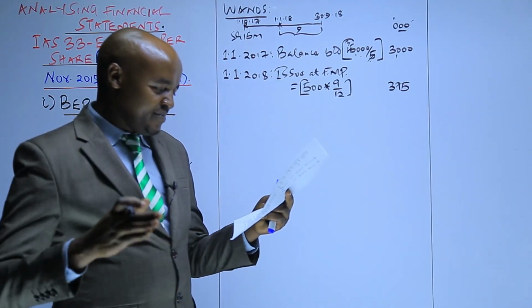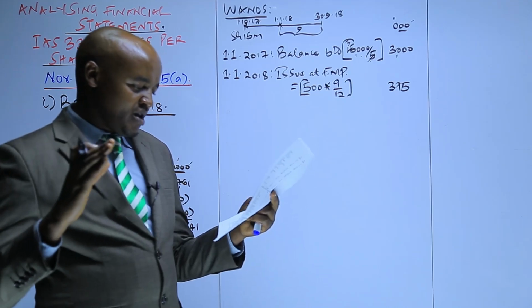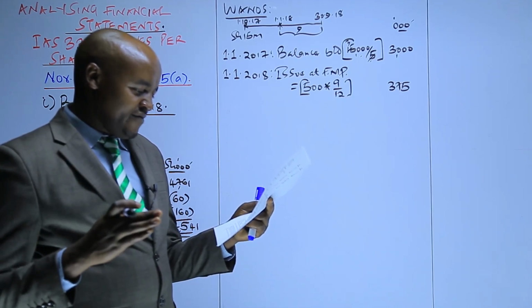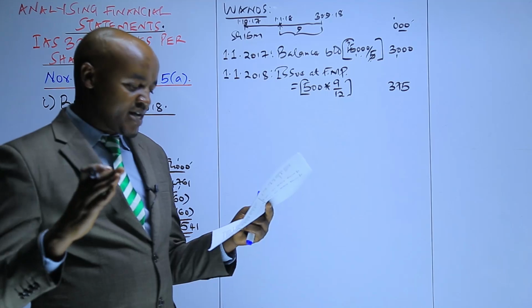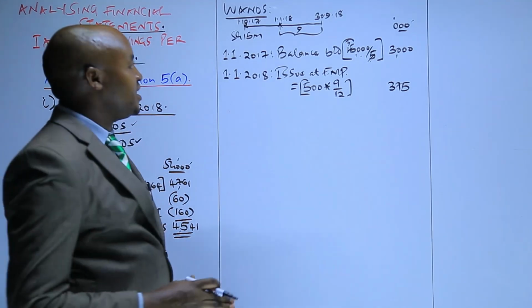And then from there we have the other transaction, note number 3. We are told Dakika Limited also made a rights issue of 2 new ordinary shares for every 10 ordinary shares as at 1st April 2019.